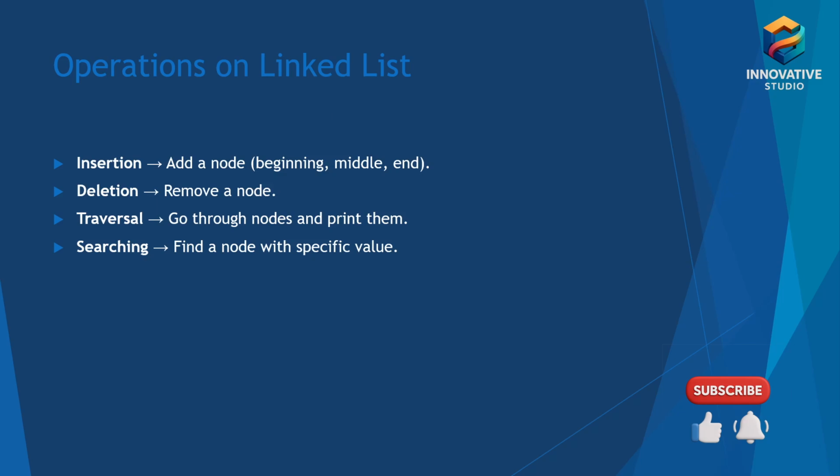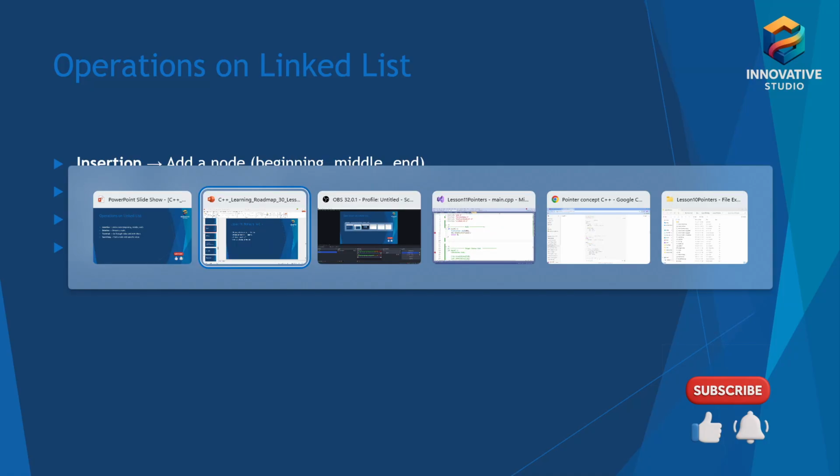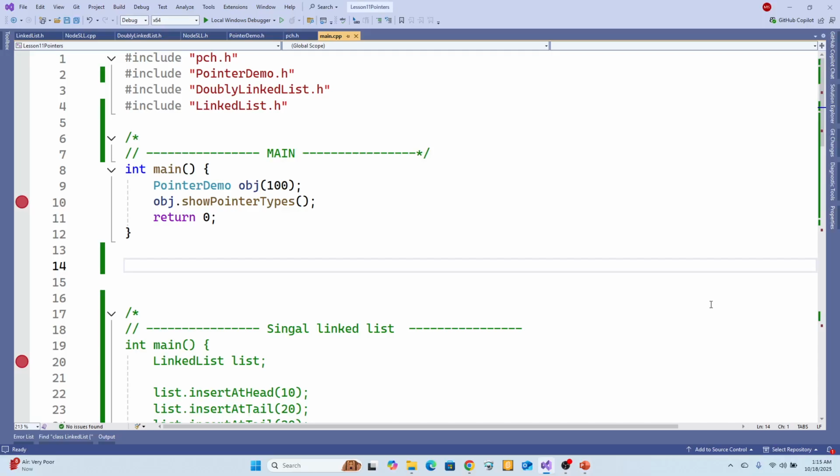Let's move on to our practical side, and we will show you how we can perform these operations practically. First of all, we will learn the concepts of pointer definition and types of pointer. Then we will do the operations on single linked list and double linked list. So let's move on to Visual Studio IDE, and we are going to learn about pointer variables.